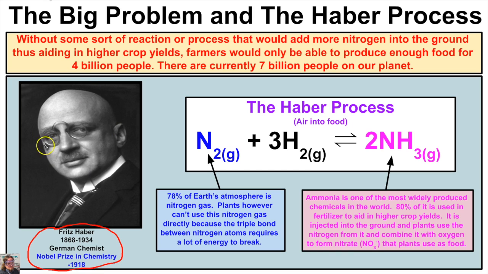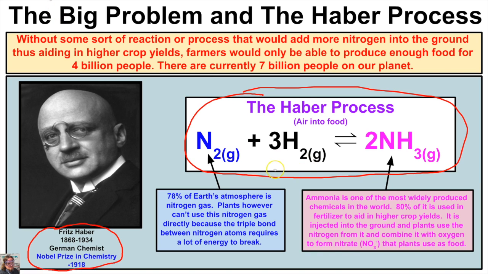So who is Fritz Haber, and what were his contributions to chemistry and to our world for that matter? Well, Fritz Haber was a German scientist that lived between 1868 and 1934, and he ended up winning a Nobel Prize in chemistry in 1918 for his huge contribution to our planet and to chemistry, this process called the Haber process. And so here's how it works.